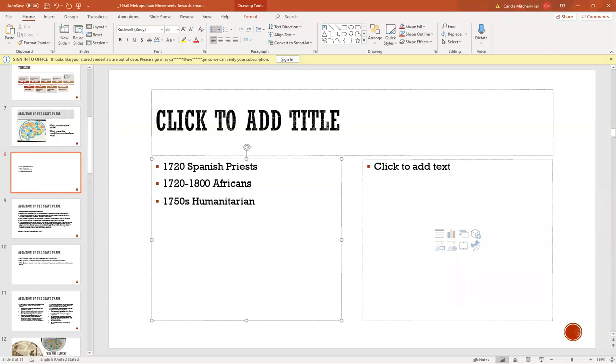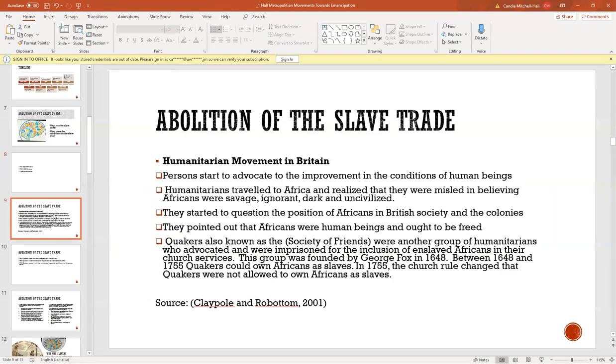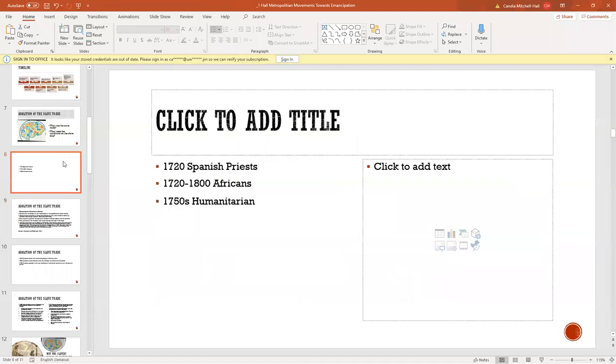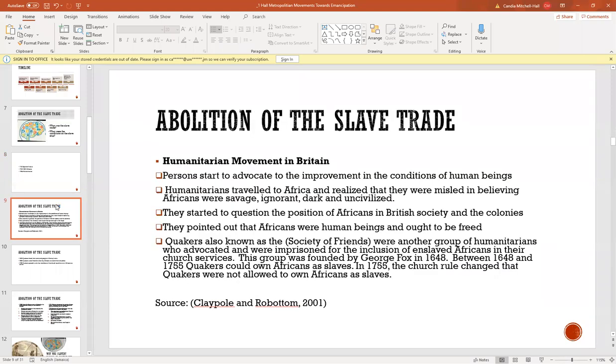There are two separate groups, right? So the priests were not humanitarian. By the 1750s, you're going to have the humanitarians who are now going to advocate. Remember, not all Europeans are humanitarians. It's a movement. It is a group of people that form themselves like a club. They were the ones who advocated for the improvement of the conditions of human beings.